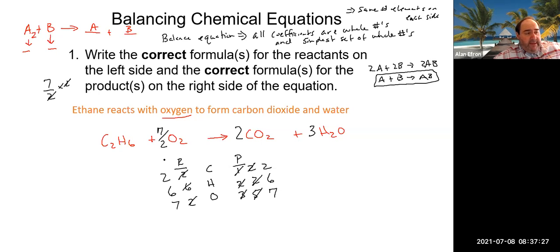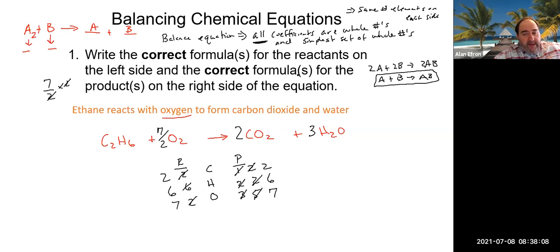Also, technically speaking, at this point, this is incorrectly balanced because, as I mentioned up here, all the coefficients need to be whole numbers. And clearly 7 over 2 is not a whole number. So this illustrates a really good point that, sometimes along the way, when you're trying to balance an equation, you've got an odd number over here and an even number over there. How do I get it to balance? You can absolutely use a fraction to balance an equation. But the problem is it's not correctly balanced until you get rid of the fraction.